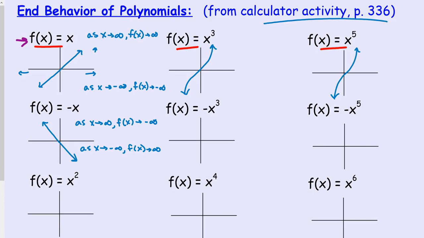But then when you put a negative in front of them, remember our transformations, multiplying by a negative flips the thing across the x-axis, so you're getting the opposite end behavior. Left end up, right end down. So just like a line with a negative slope, a cubic or a quintic polynomial with a negative in front of the leading coefficient is going to have the same end behavior.